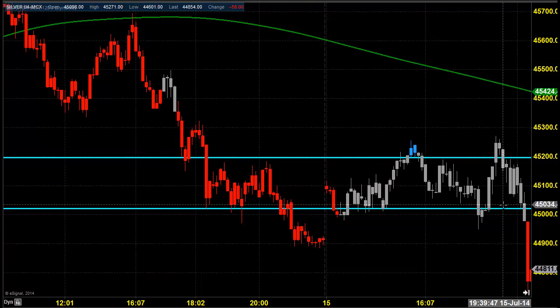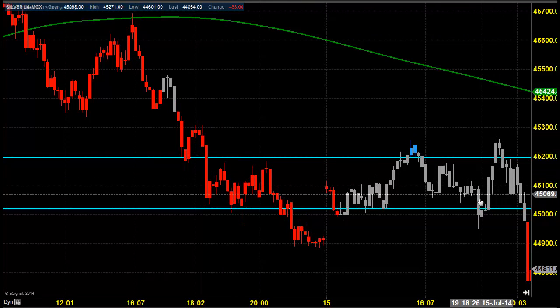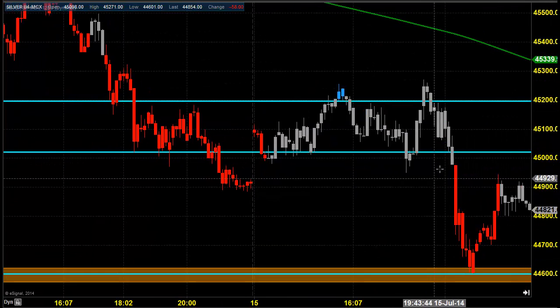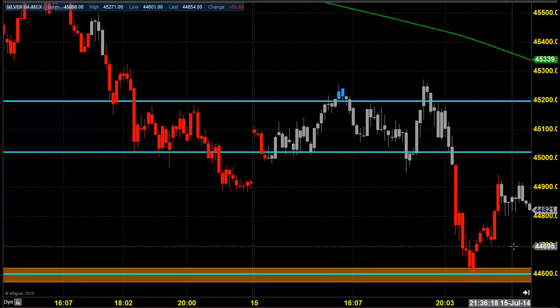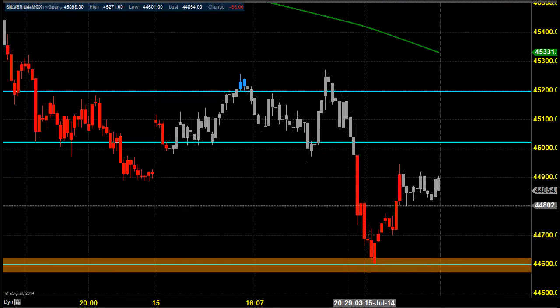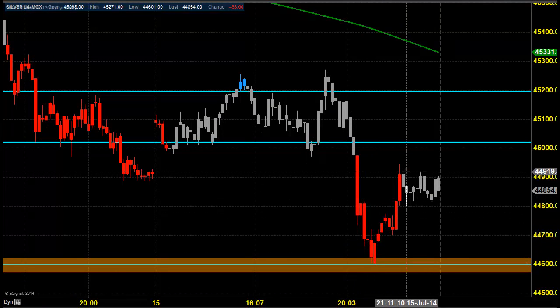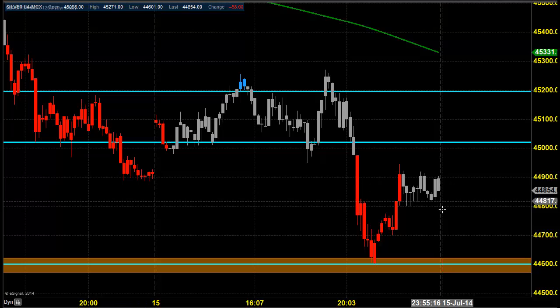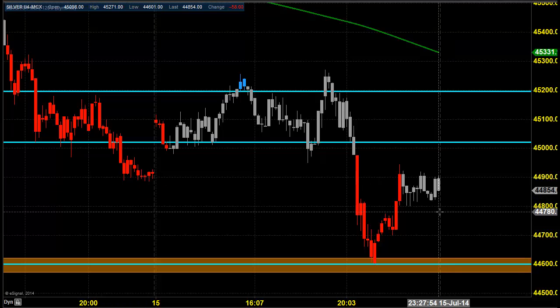It tried to convert this 45,000 and 45,200 into a support, but finally it was a failure to push the price towards the key zone of 46,600. And you can notice, since it is a major zone, it immediately provided a bounce back and the price finally closed around 44,854. So this was the entire price action we witnessed in the silver market. After a big profit, again we are in the same zone where we started in this particular contract.